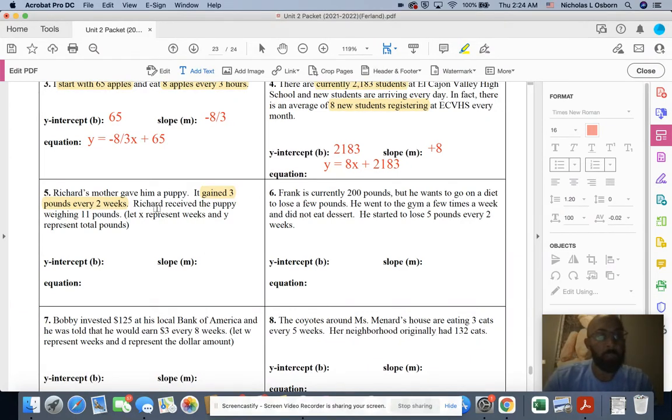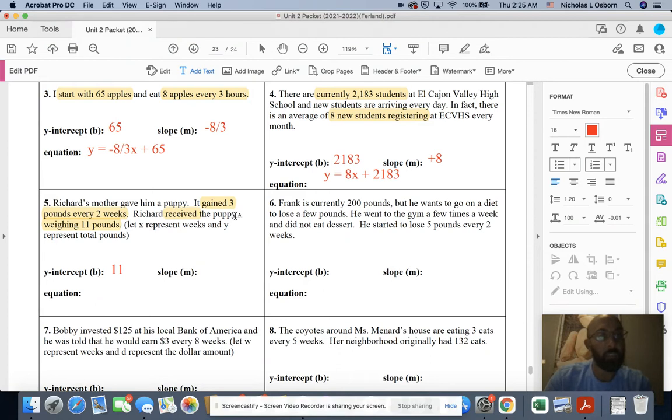Okay, so Richard received the puppy weighing 11 pounds. Again, you need to look at the words of the problem. Received, that's when he first got the puppy. He received it and it weighed 11 pounds. So there's a key word right there, received, and it weighed 11 pounds. There's your y-intercept. So the y-intercept is 11, in pounds. Then, just like the problem in number 3, it's not gains 3 pounds every 1 week, it's every 2. So this is a fraction of 3/2.